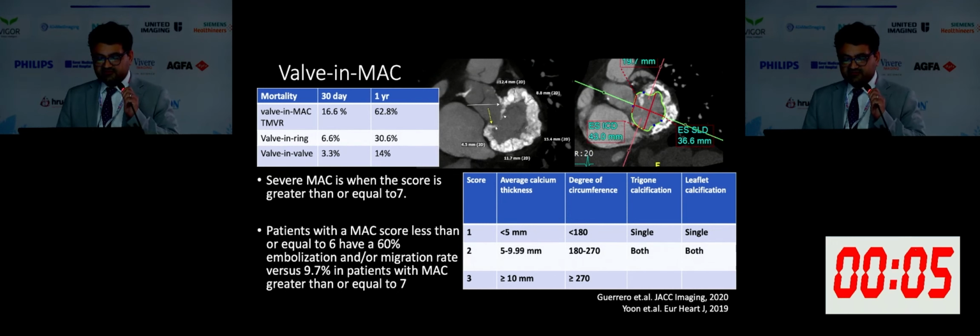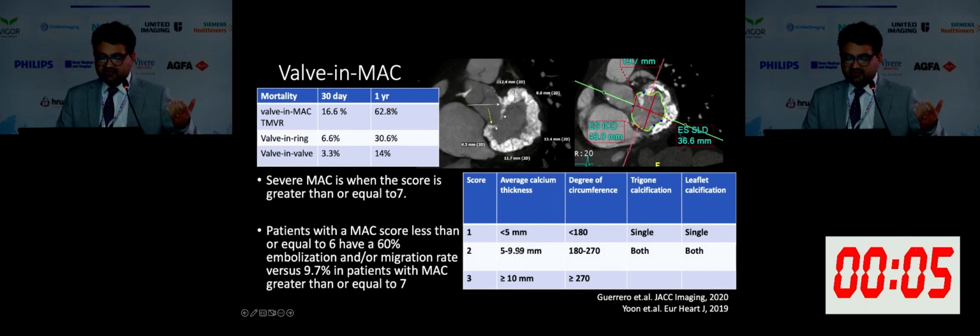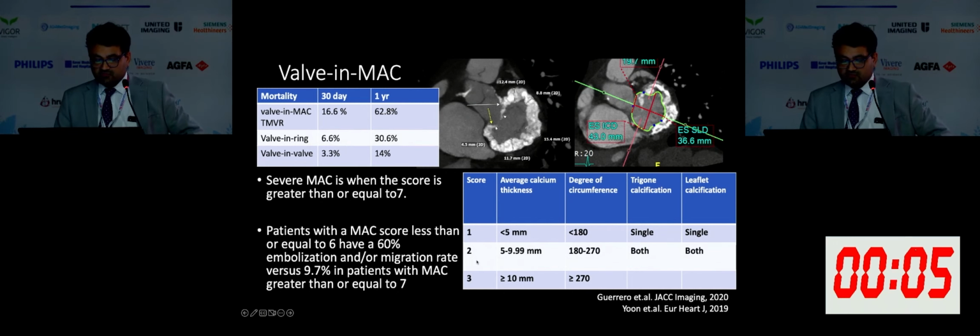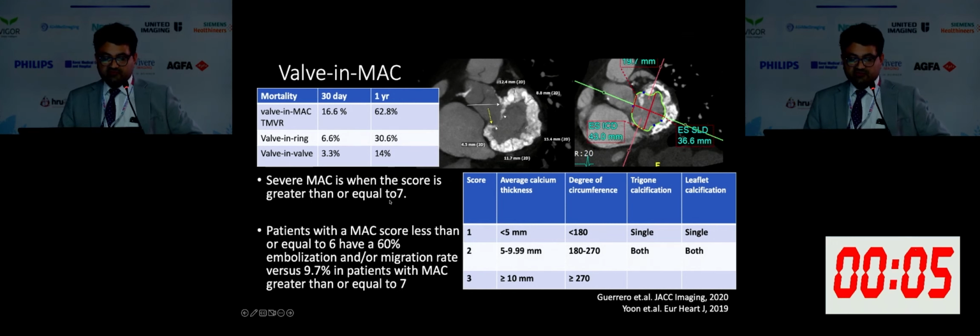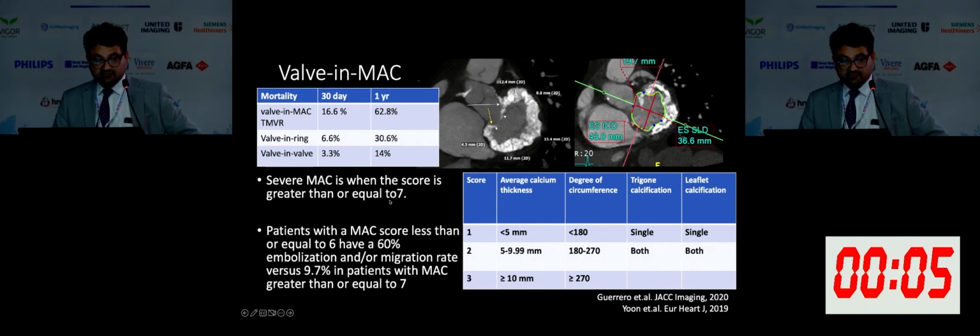And there is some literature on ways to quantify how much MAC there is. There is a score-based system where you give points to thickness and circumference and involvement of trigones and leaflets and so on. And they say if the MAC score is more than 7, then it predisposes to complications of embolization and migration or leak.